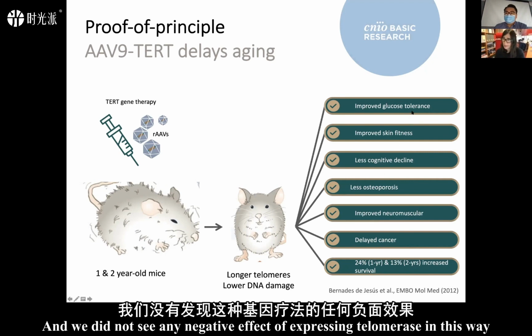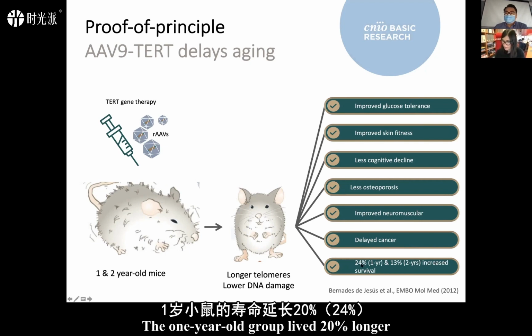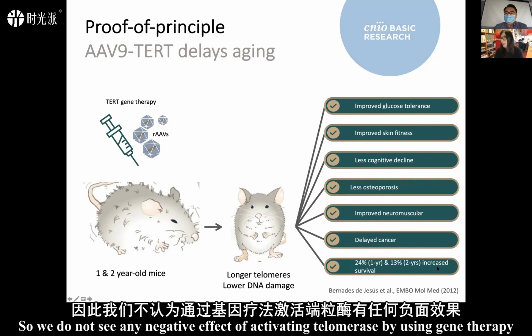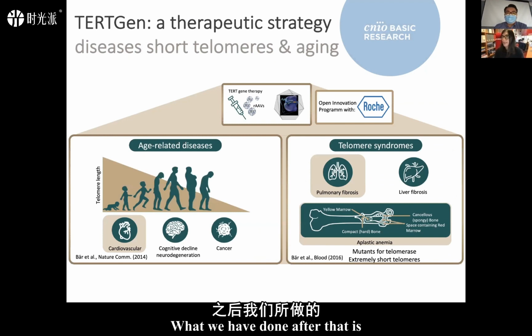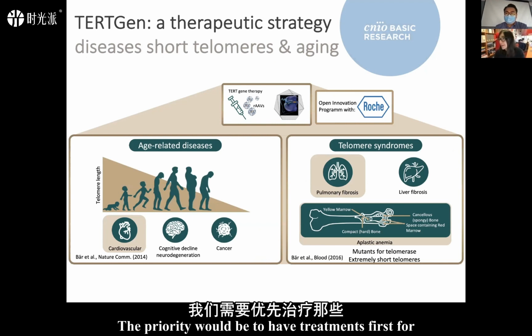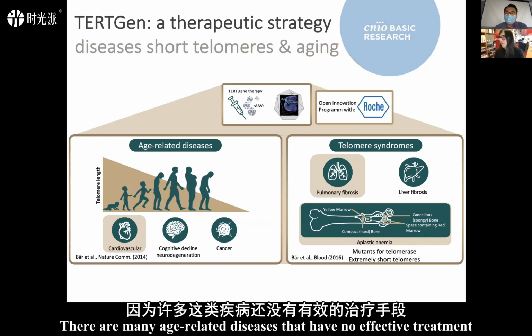And we did not see any negative effect of expressing telomerase in this way, because the mice actually live longer. The 1-year-old group lived 20% longer, and the 2-year-old group lived 13% longer. So we do not see any deleterious effect of activating telomerase by using gene therapy. So what we have done after that is, well, we don't want to increase longevity. This is not the priority. The priority would be to have treatments for age-related diseases, which we don't know how to cure right now. There are many age-related diseases that have no effective treatment.